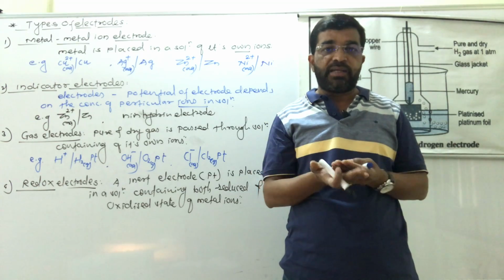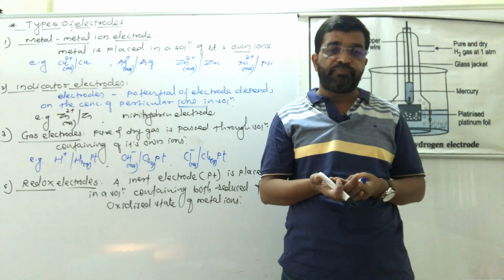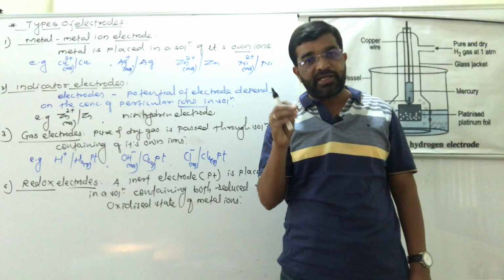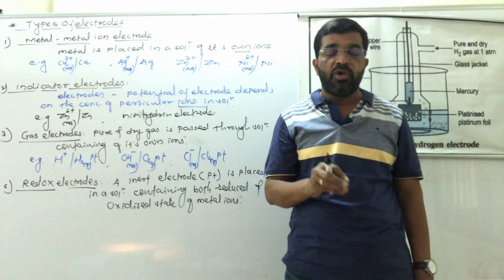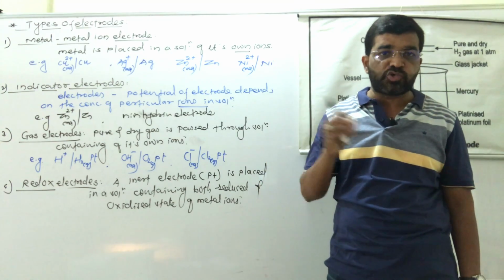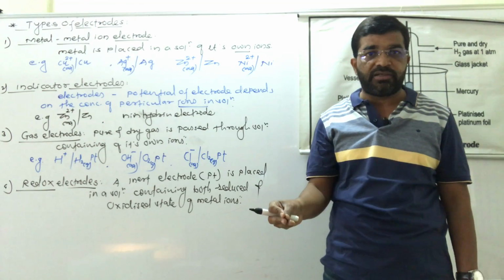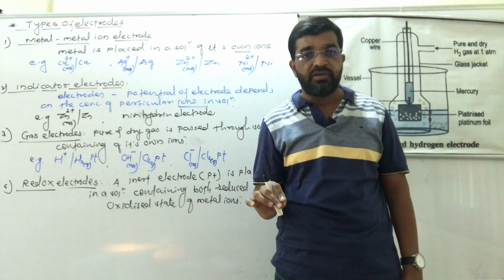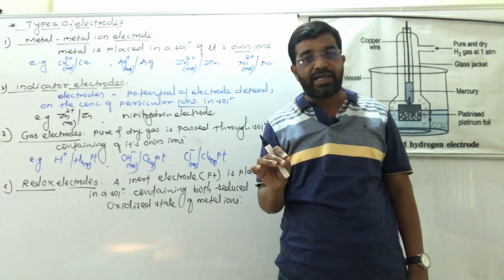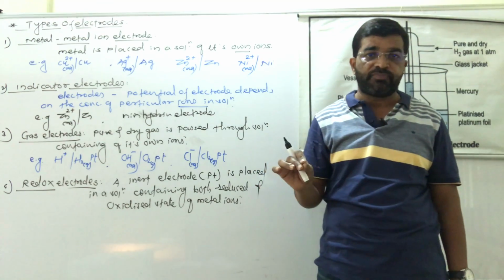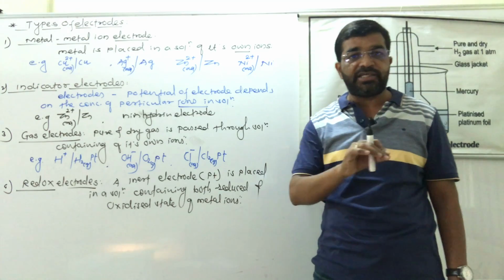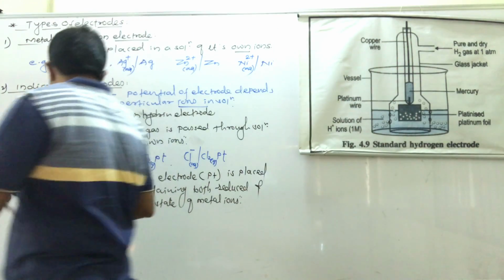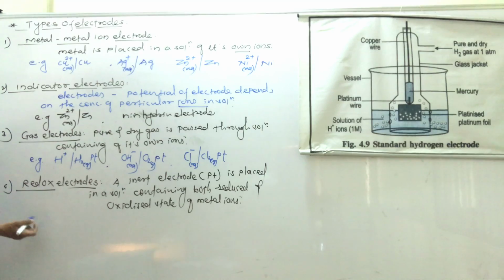So when you take a beaker or a half cell, in that half cell you have to take a solution which contains both the reduced state as well as the oxidized state of a metal ion, and an inert platinum electrode is placed in that solution. Then such electrodes are known as the redox electrode. Let's see some examples of redox electrode.